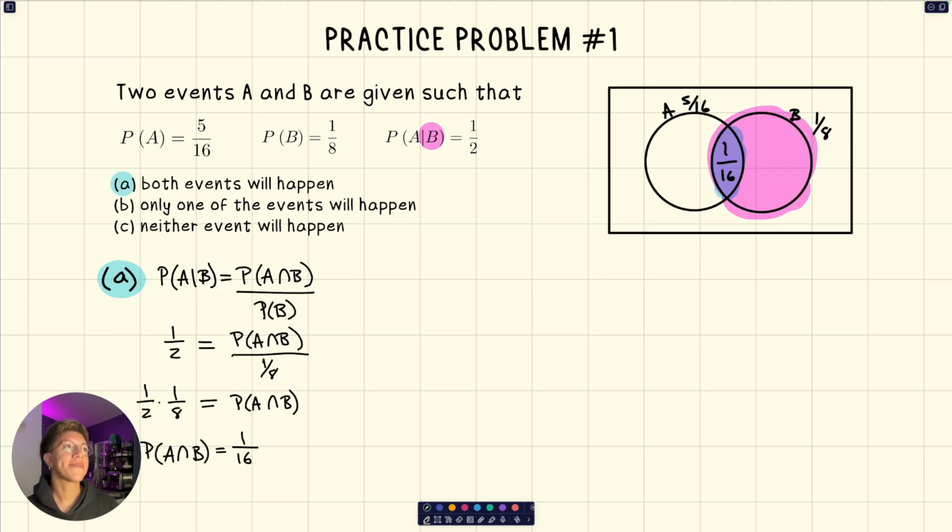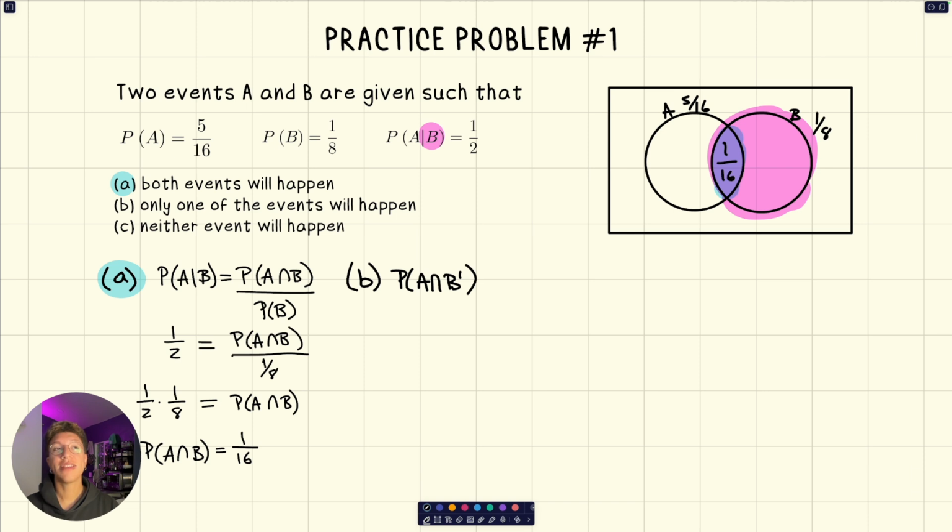A little rearranging, we're going to now move to part B. Part B says, what's the probability that only one of the events will happen? So that's asking us for the probability that B happens without A happening, or A happens without B happening. If we translate that from English into algebra, we can say that the probability of A intersection B naught would be the place where A happens and B does not happen.